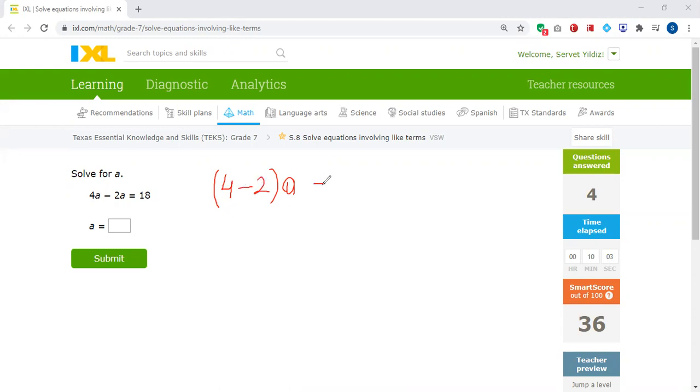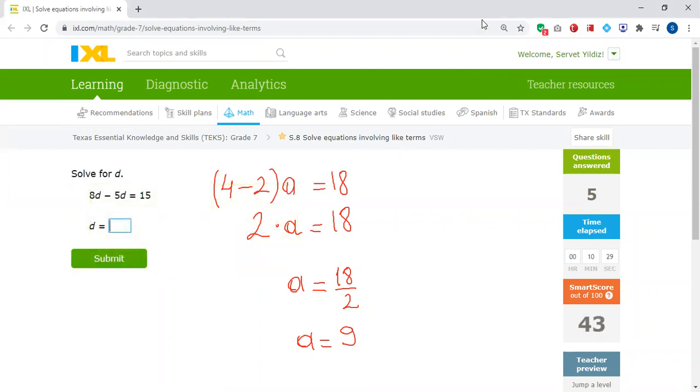(4 minus 2)a is equal to 18. 4 minus 2 is 2. 2 times a is equal to 18. So we can divide both sides by 2 to get the value of a. 18 divided by 2 will give us the value of a. 18 divided by 2 is 9. So in this case, a is equal to 9 is the answer.